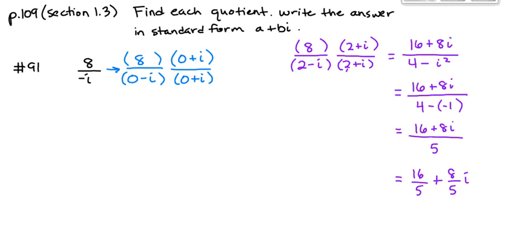Okay, so multiplying the numerators together, 8 times 0 plus 8 times i. And multiplying the denominators together, the first we have 0, the inside 0, the outside 0, and the last negative i squared. Since i squared is negative 1, we have the opposite of negative 1. And so we just have 8i because it's 8i divided by positive 1.